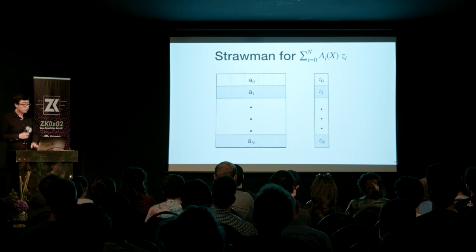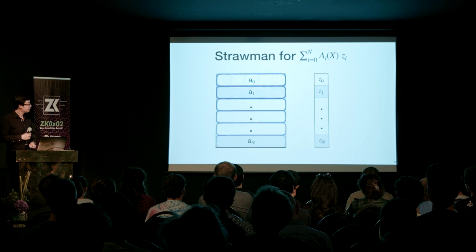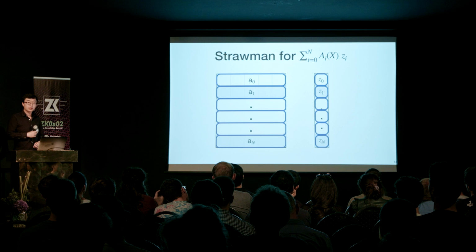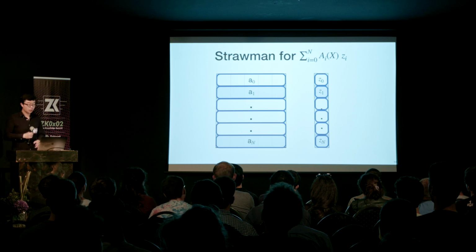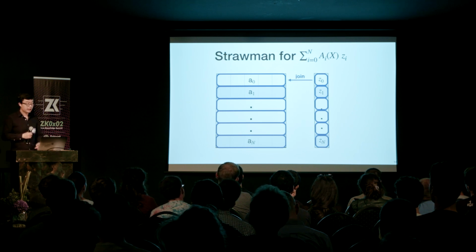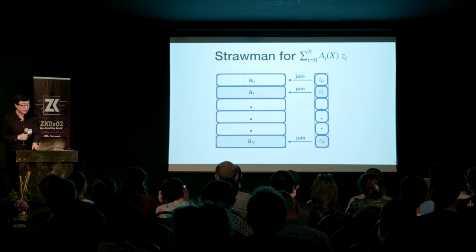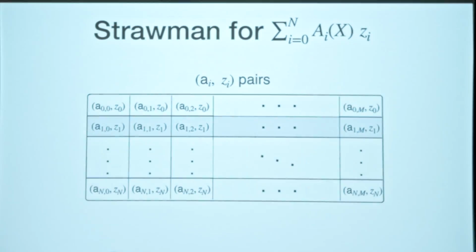So as a strawman approach, we may partition our matrix A row-wise and our vector Z element-wise. Next, we'll join our partitions row-wise, so A0 with Z0, A1 with Z1, down to AN with ZN. And this generates a join table that will look like this. It appears quite uniform in cost, with each entry now independent of all of the other entries. But it turns out that this isn't the case. And let's see why.